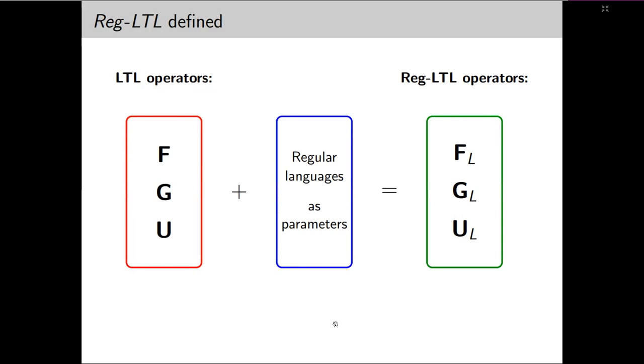This is the one place where the regular languages are used. I will explain it in a minute, but there is also another place. In classical LTL, we have propositional variables that are evaluated at each moment of time, but here we have words as outputs. So instead of propositional variables, we will again use regular languages as atomic formulae. So this is the second place where the regular languages are used, and the first place is as parameters, and the semantics of it is a little bit more complicated.